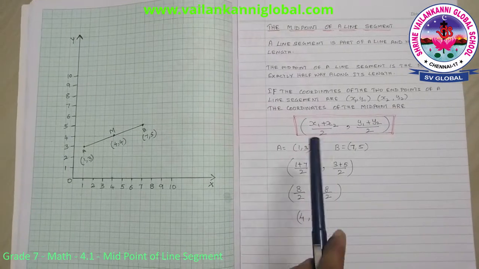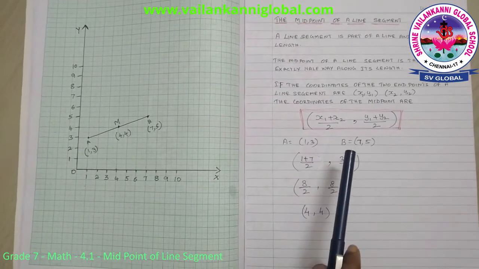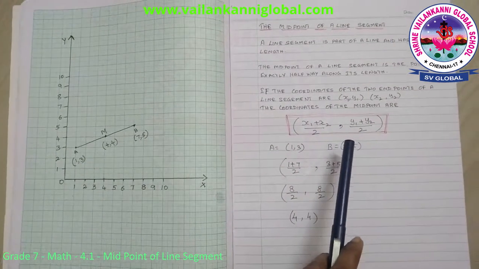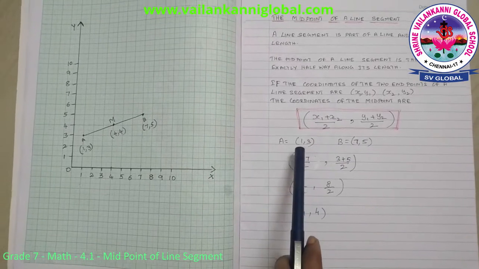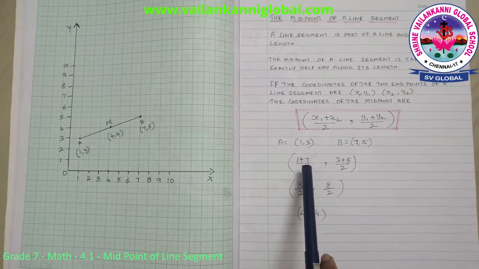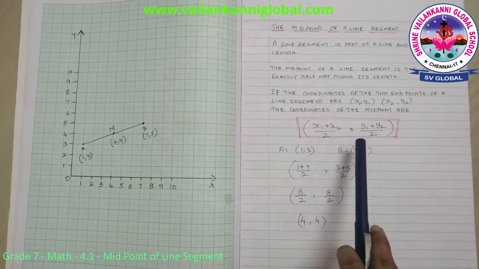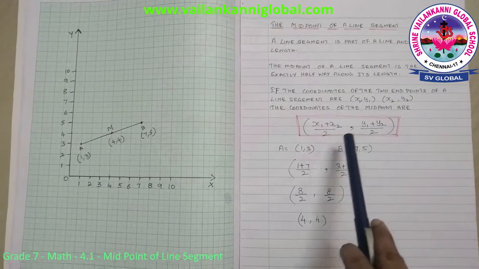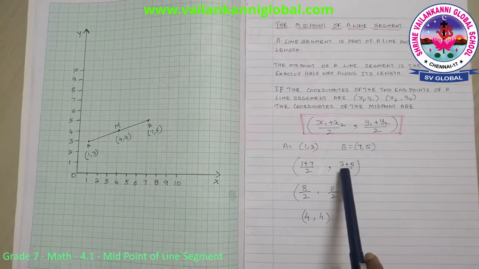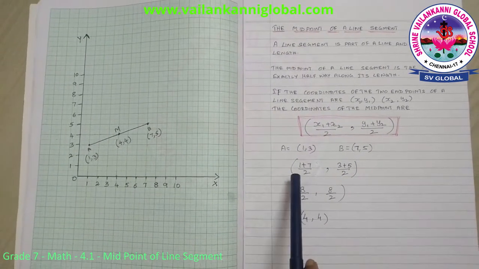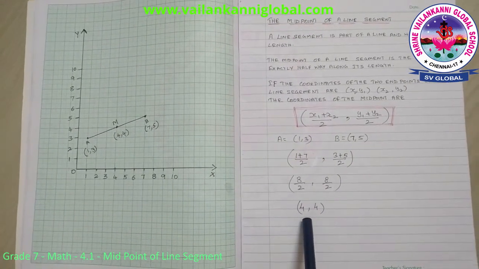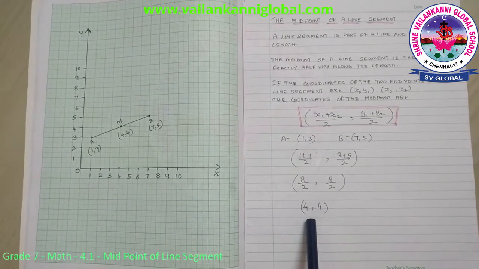To find the midpoint of the coordinates, the formula is x1 plus x2 by 2, y1 plus y2 by 2. So here the x1 is 1, and the x2 is 7. So 1 plus 7 by 2. Then y1 plus y2: the y1 value is 3, and the y2 value is 5. So 3 plus 5 by 2. So 8 by 2 and 8 by 2. So the coordinate for the midpoint is 4, 4.